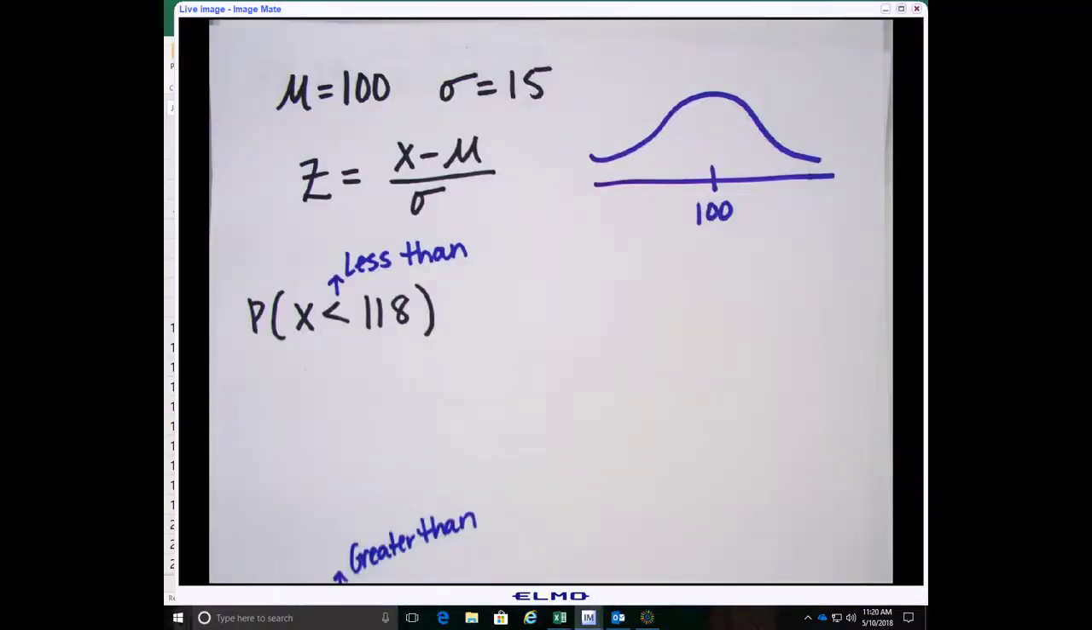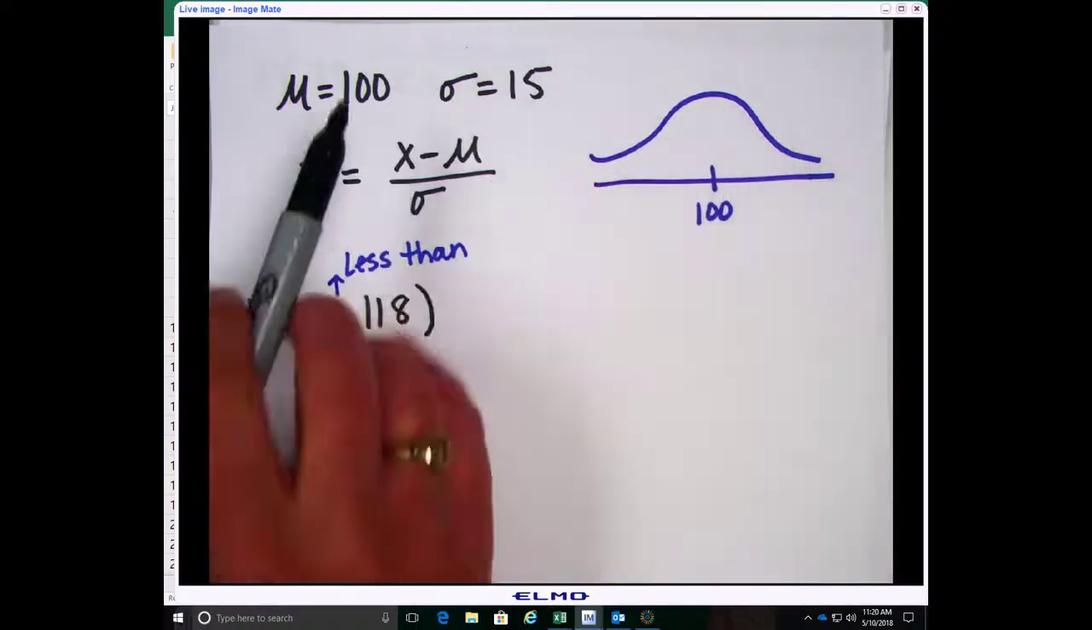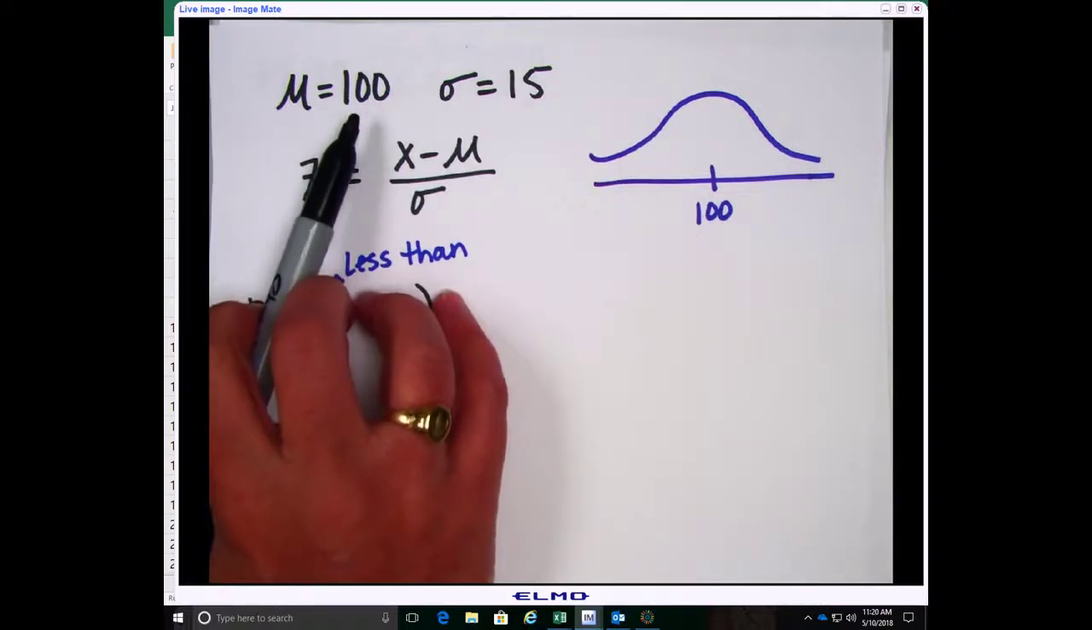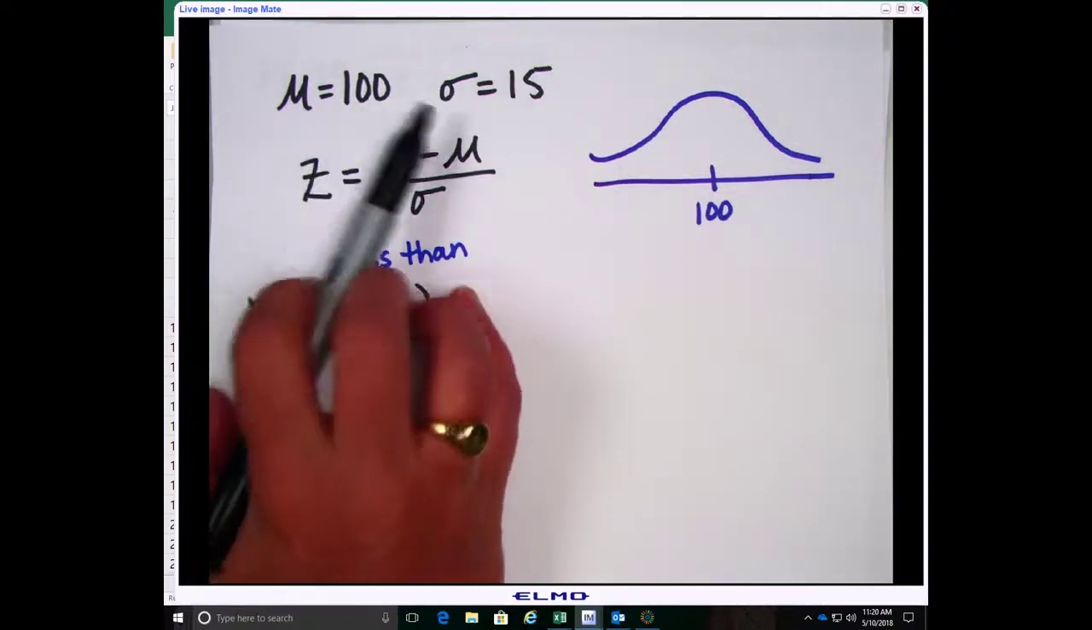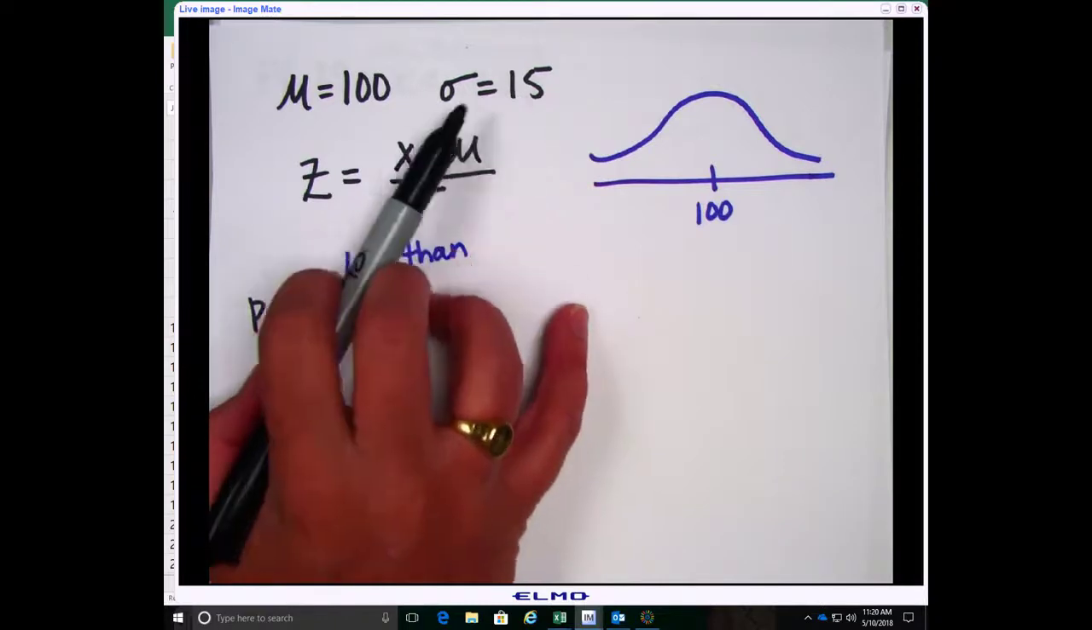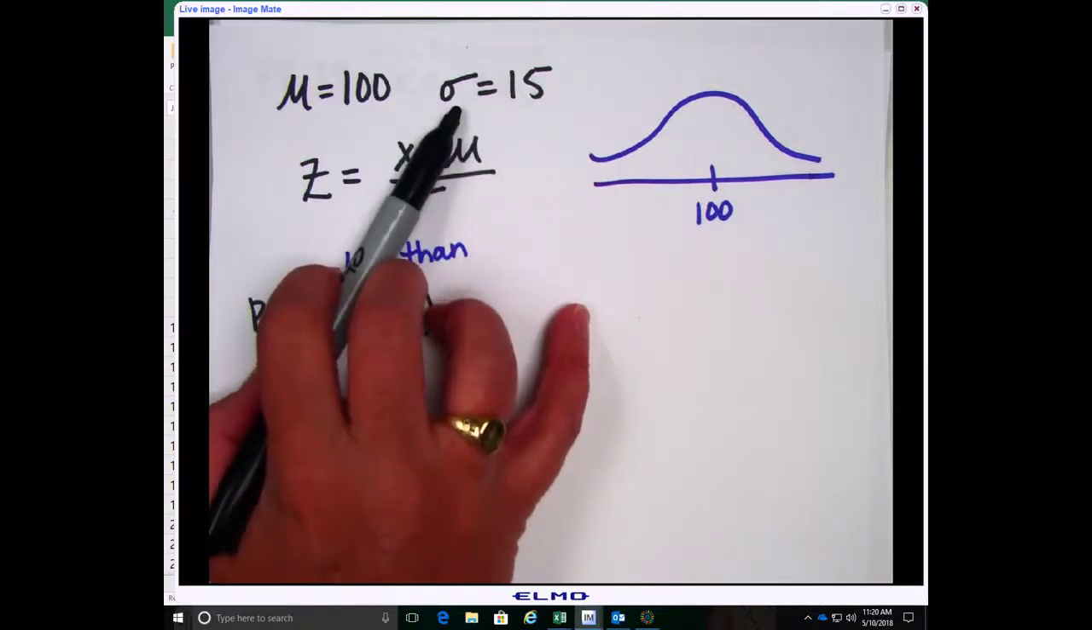Hi, in this video we're going to talk about calculating probabilities using the normal distribution, and I'll show you how to do those same calculations in Excel. Remember, our normal distribution is a bell-shaped curve, and in this particular example I've given you a mean of 100 and standard deviation of 15. Remember, this symbol means standard deviation.